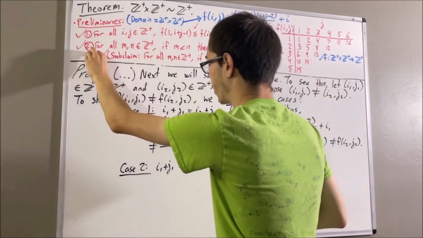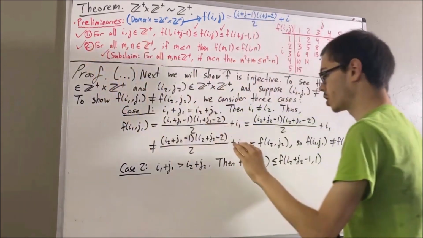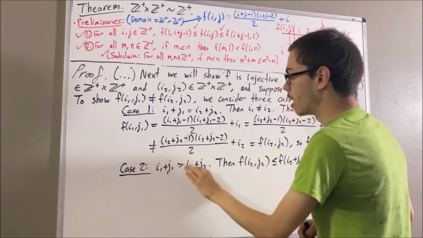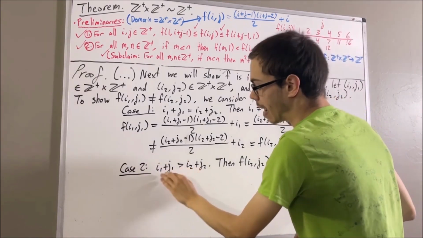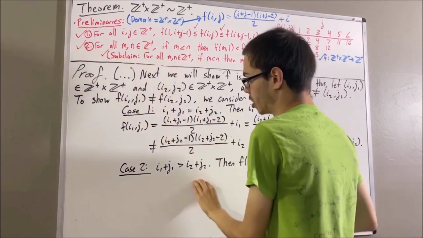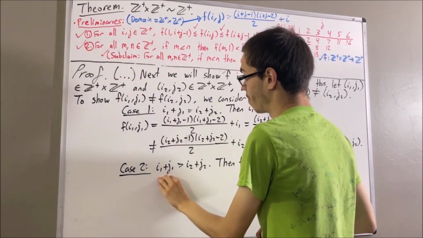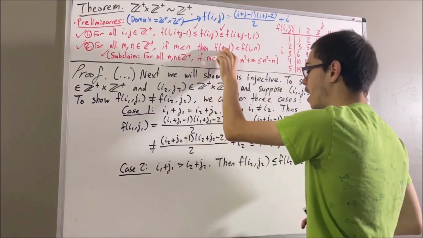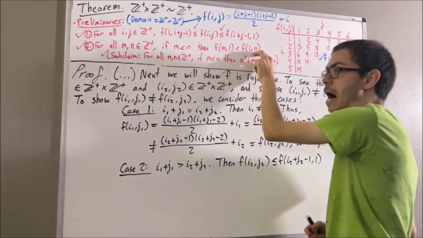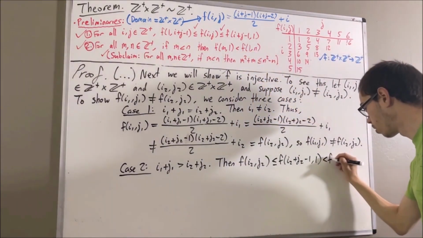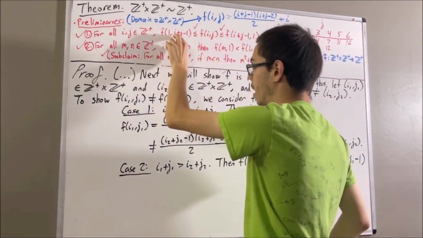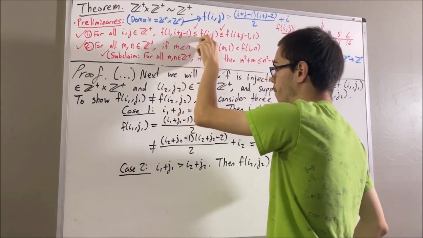But then, by our second preliminary result, if we consider the positive integers I2 plus J2 minus 1 and I1 plus J1 minus 1, well, I2 plus J2 minus 1 is less than I1 plus J1 minus 1. So this statement applies to I2 plus J2 minus 1 and I1 plus J1 minus 1. So really, we have that f of I2 plus J2 minus 1, 1 is less than f of 1, I1 plus J1 minus 1. But then, by our first preliminary result, we have that f of 1, I1 plus J1 minus 1 is less than or equal to f of I1, J1.